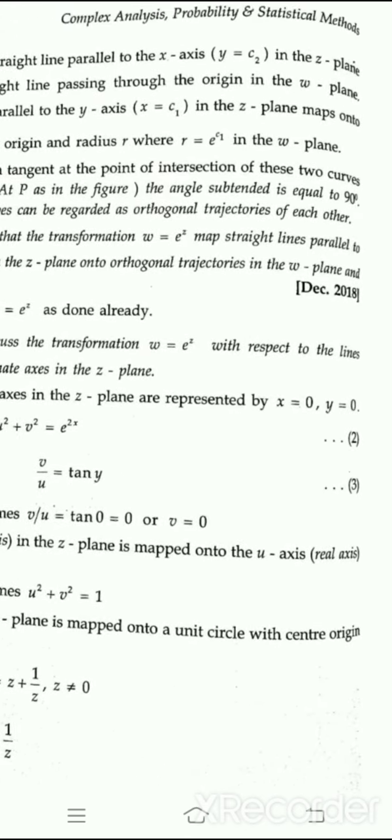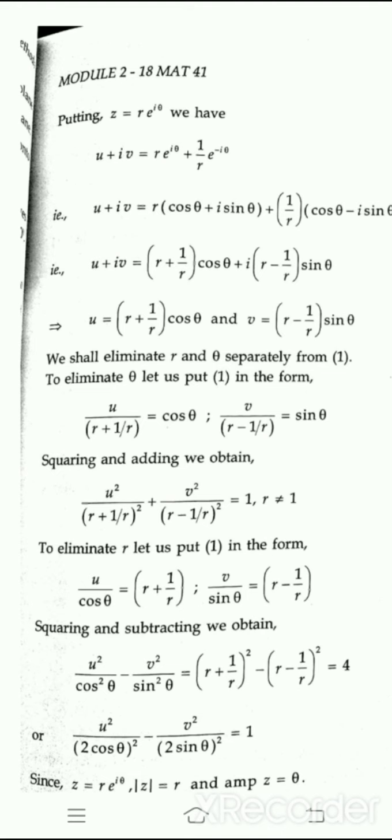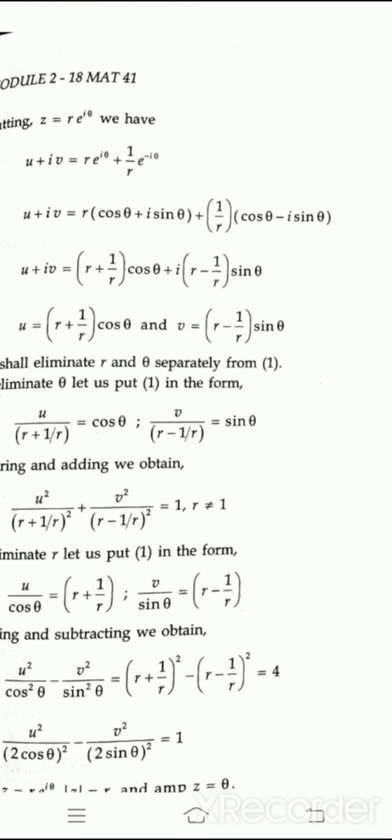Here also, discussion of w = z + 1/z, so z is not equal to 0. Putting z = r e raised to i theta, we have u + iv = r e raised to i theta + (1/r) e raised to minus i theta = r(cos theta + i sin theta) + (1/r)(cos theta - i sin theta). So u + iv = (r + 1/r) cos theta + i (r - 1/r) sin theta. Separating real and imaginary parts, we get u and similarly v.